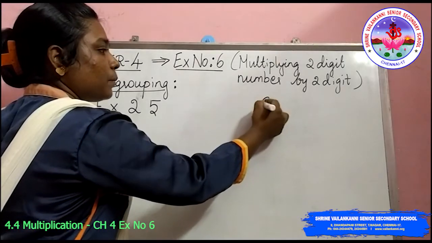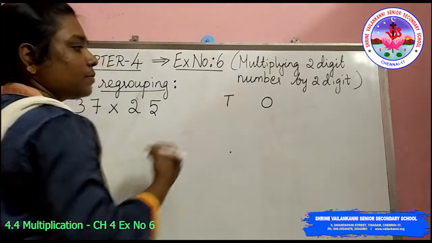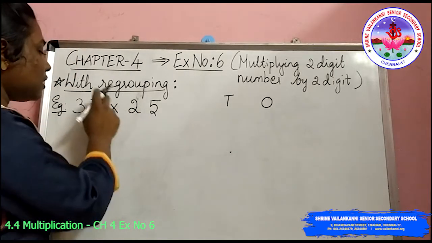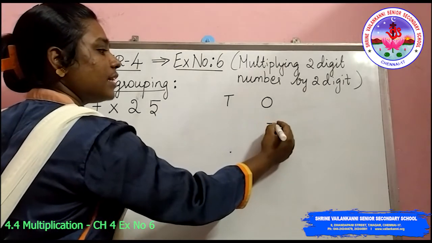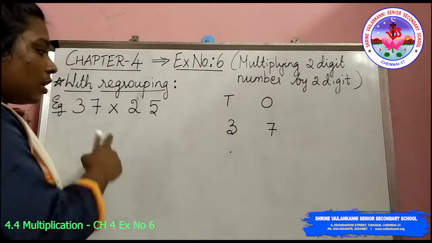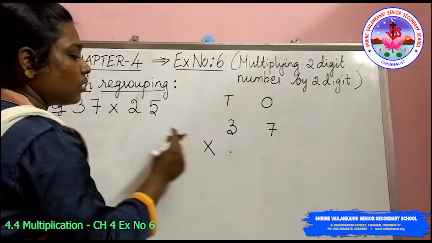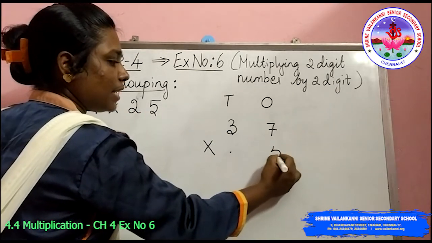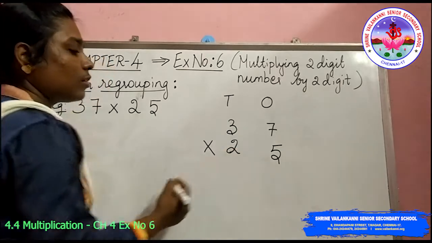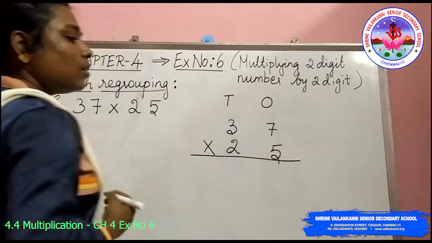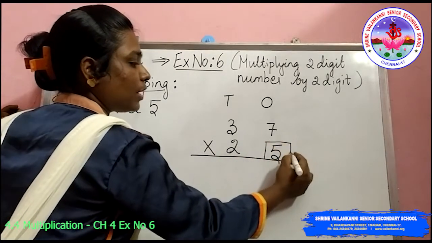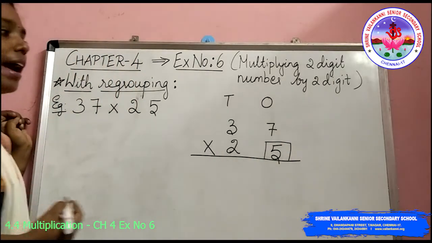So I am going to start with the place values, ones, tens. First I am going to write 37 into 25. The first number is 37, with 7 in the ones place. Leave some gap here. 3 into 25: 5 in the ones place, 2 in the tens place. As I told you in the previous video, first we will start with the ones place. So in the ones place we have 5.